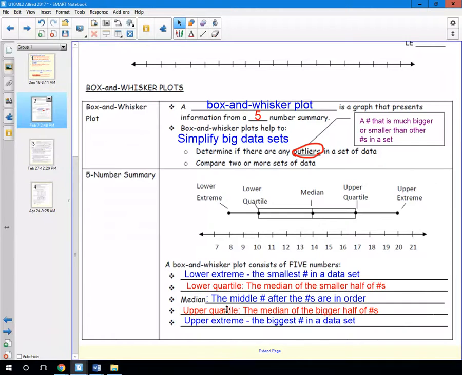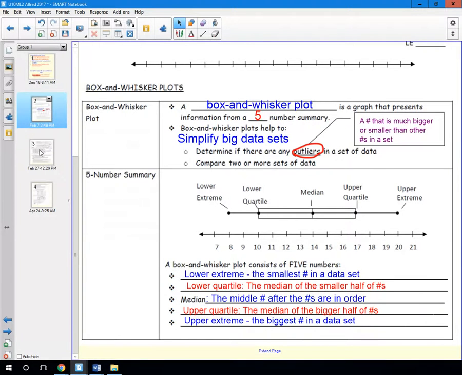Okay, so the 5-number summary that I've given you. One is the lower extreme, that's the smallest number. Next is the upper extreme, which is the largest number. Then the median is the middle number after the numbers are in order. And then you have your lower quartile, which is the median of the smaller half, and the upper quartile, which is the median of the upper half. Okay, so those are our 5 things, and we'll talk more about those when you come to my station.